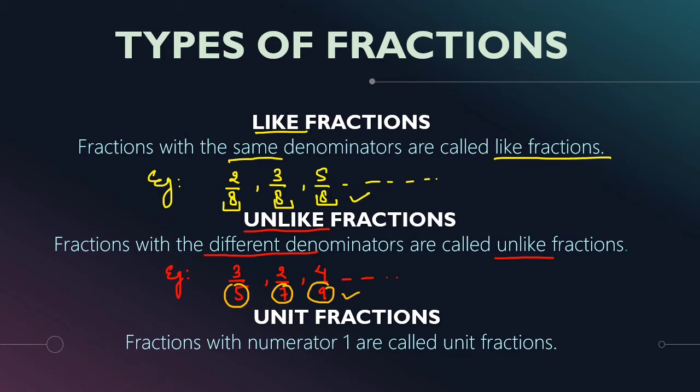Next type of fractions are unit fractions. As we know, unit means 1. So, the fraction with numerator 1 are called as unit fractions. For example, 1 by 3, 1 by 4, 1 by 8 and so on.